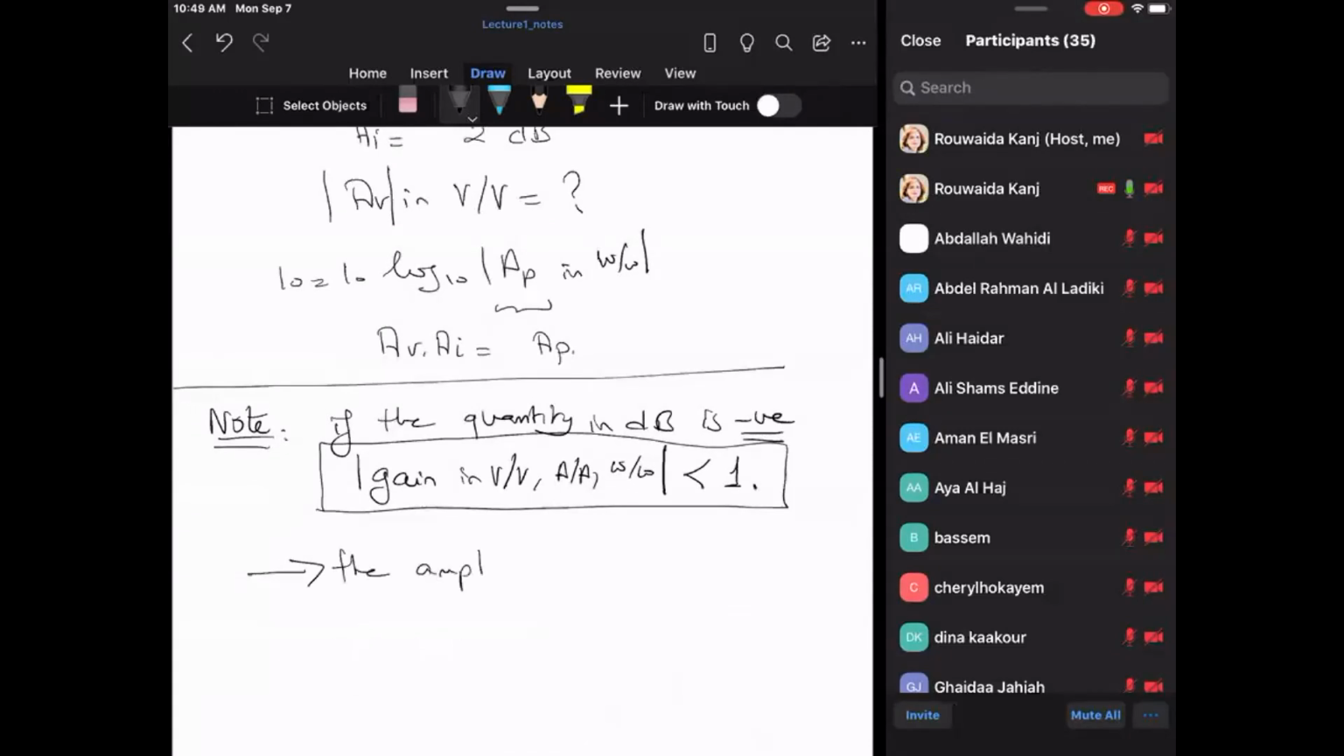So the amplifier in this case is attenuating. Instead of growing the signal, it is really shrinking my signal.